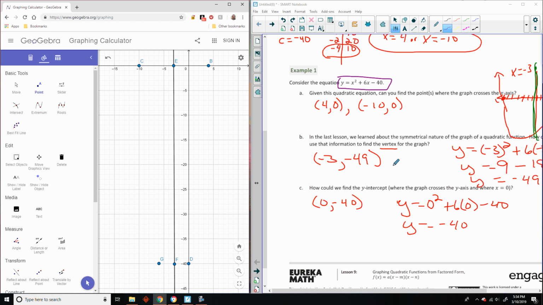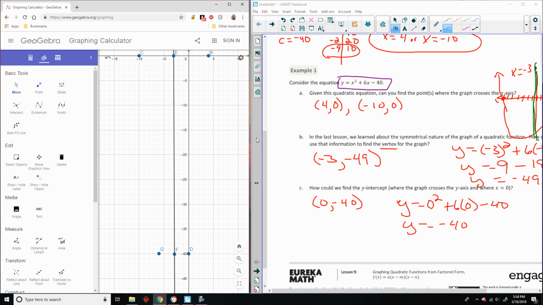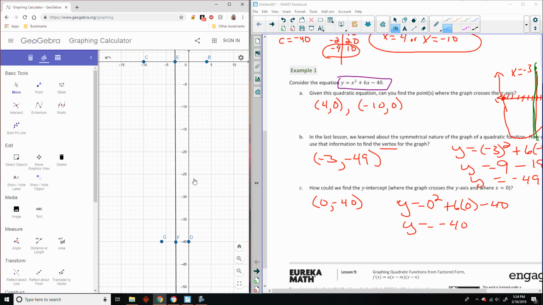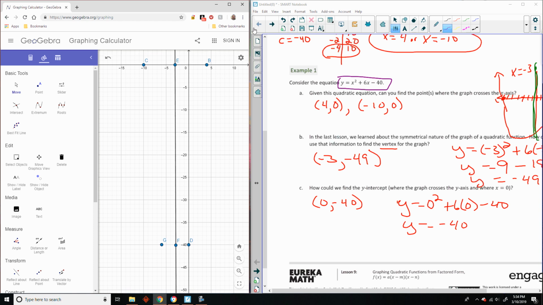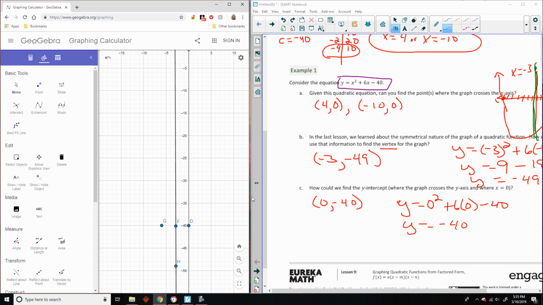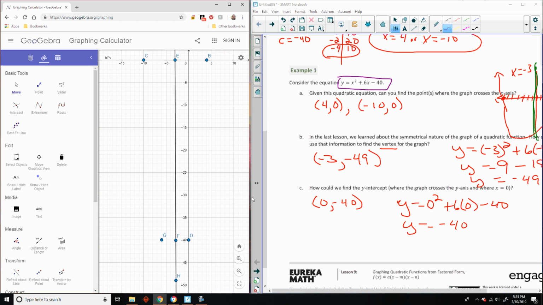And when I plug in negative 3, I got negative 49. So I need to move this out a little further. Okay, there's negative 50 right there. So I also have a point at negative 3, negative 49, which is right on this axis of symmetry right there. So let me just move that there. All right, so now if I draw lines, if I drew this, it'd come down, curve, and go back up. Okay, so you can see the parabola now.